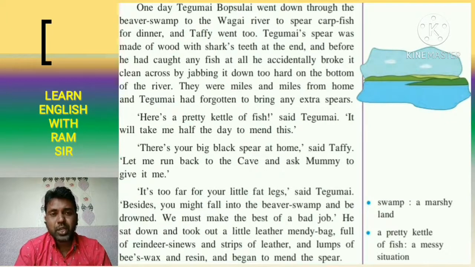And this area where water and mud mix up, that particular area is called a beaver swamp. So he went there, and of course he went to this particular area with his daughter Taffy. He took Taffy along with him, because he would like to spear carp fish. Carp fish, this is a kind of fish that they want to catch for dinner, and they know well that in this area they will find this kind of fish.